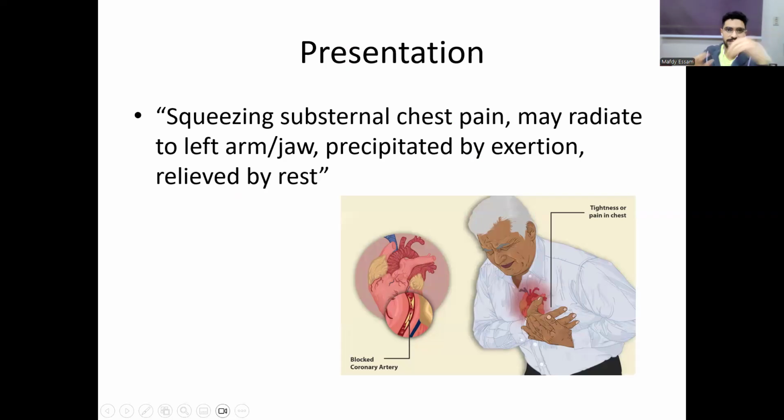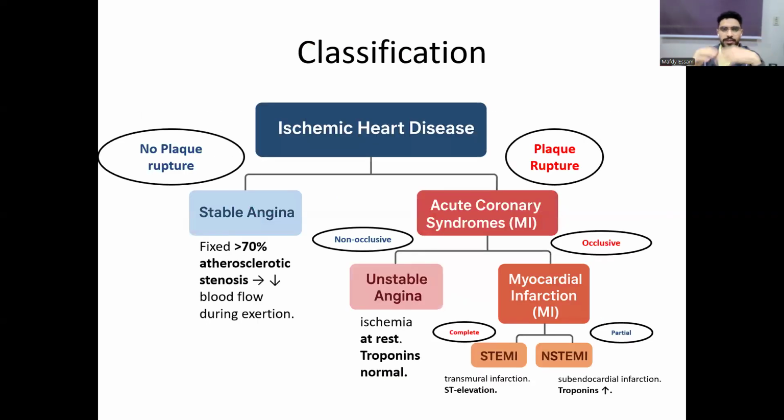So, what is the presentation of ischemic heart disease in general? Generally, it's squeezing substernal chest pain that may radiate to the left arm or jaw, precipitated by exertion and relieved by rest. So here we come to the classification. We classify ischemic heart disease according to the pathology behind each of those categories.